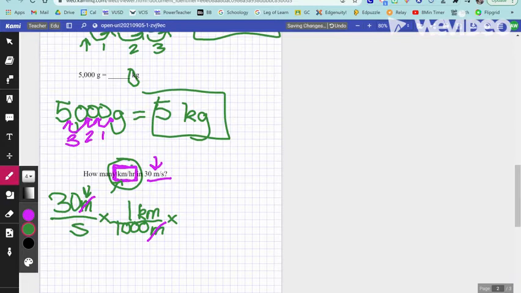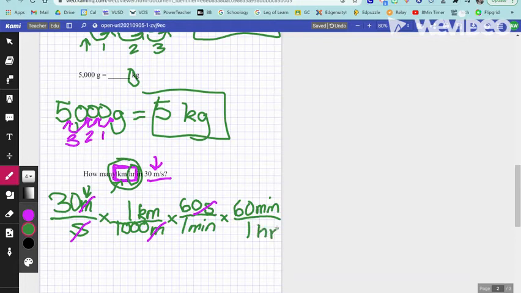Now I need to figure out the hour situation. So I want the seconds to be on the top so they cancel. And something I know is that there's 60 seconds in 1 minute, which then allows me to cancel my seconds. I'm not quite there yet because I need to get from minutes to hours. But again, I know that there's 60 minutes in 1 hour. So I can cancel minutes. And I'm left with kilometers and hours, just like I want.